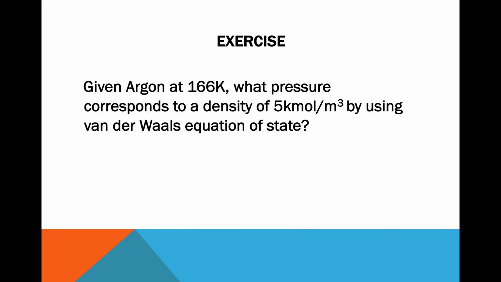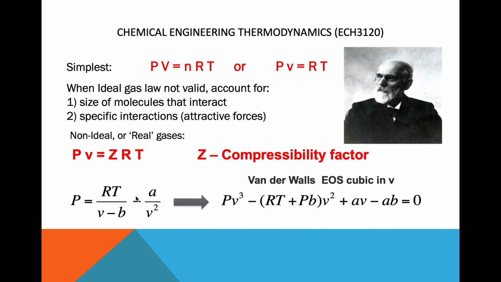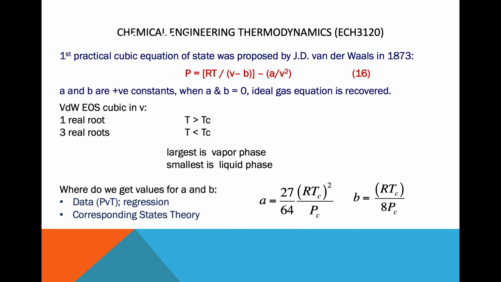Just a little hint, because this is the van der Waals equation of state, what are the things that we have to calculate? A and B. Basically you have the temperature and you have the volume. So A and B you should find from TC and PC, and TC and PC you should find from the table.